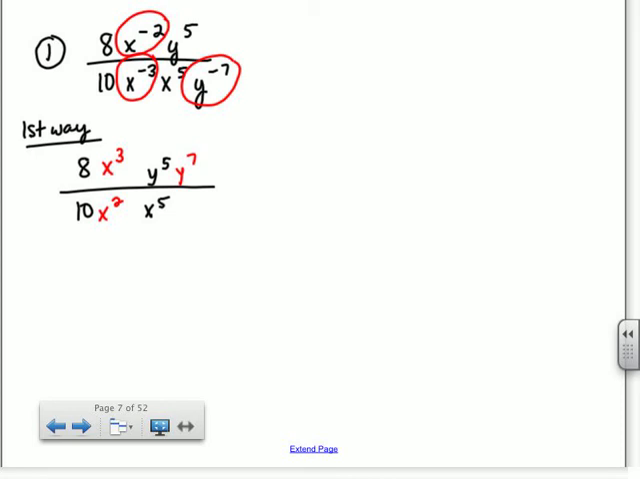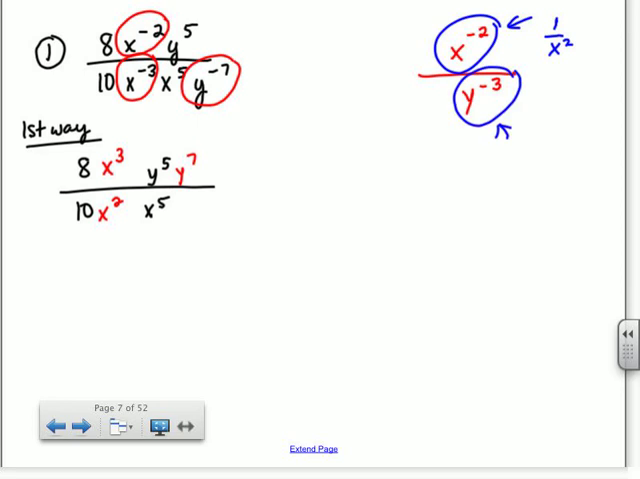Matthew, do you have a question? Yeah. Like, how did you get that? Like, why can you do that? Okay, so why can you do that? So let's say I had, let's do something off to the side. Let's say I had x to the negative 2 on top and y to the negative 3 on bottom. Do you guys remember the rule that says that x to the negative 2 is 1 over x squared? Did you guys get that? And y to the negative 3, what's that?